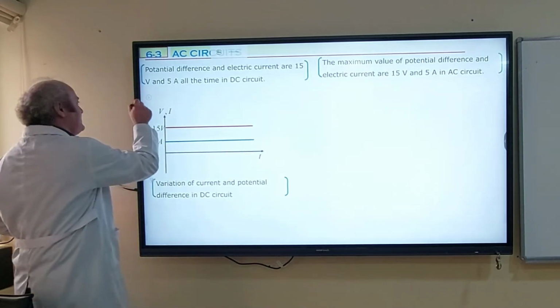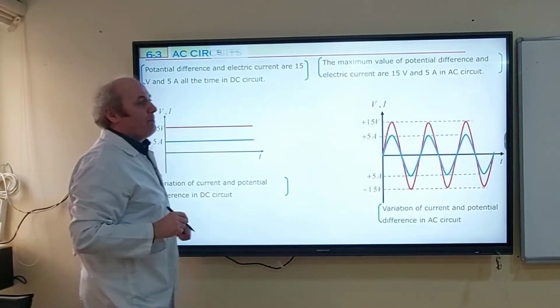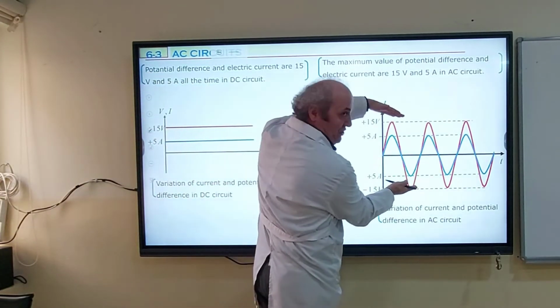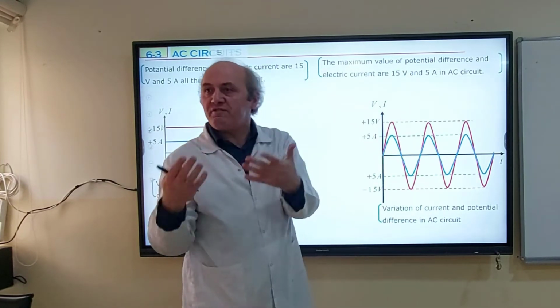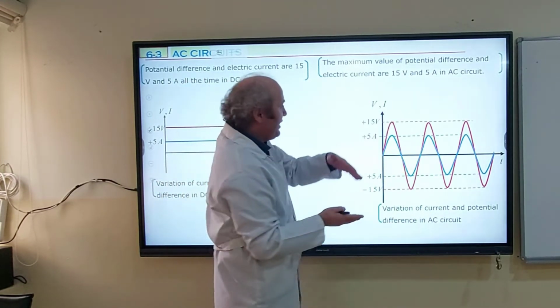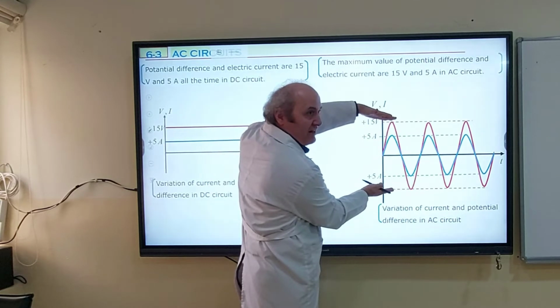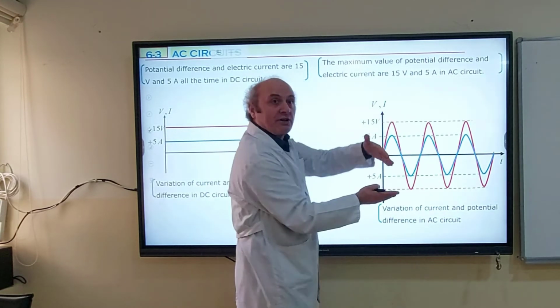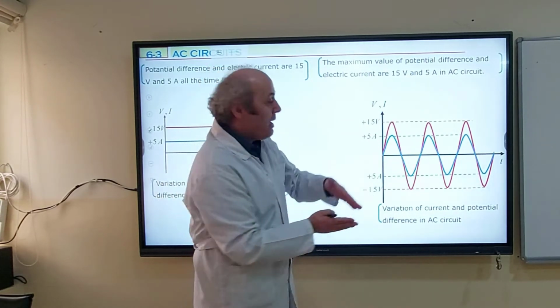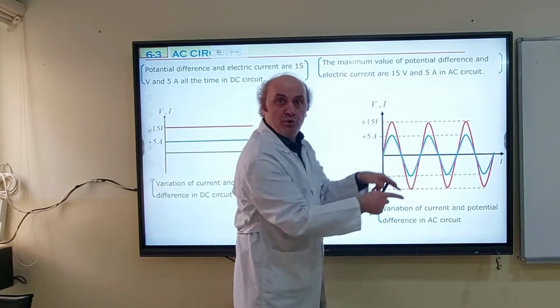So in AC, potential difference is changing. This red graph is representing potential difference. It's changing between positive 15 and negative 15, but electric current is changing between positive 5 and negative 5.